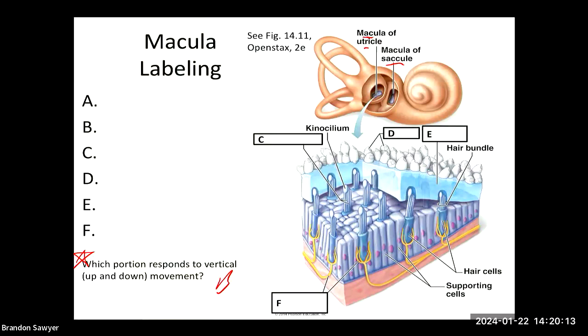Okay, the one that's going to be perpendicular to the base of the skull, the saccule. But that obviously depends on the position of your head. If you put it forward, then you go up and down, then that changes everything, right? But they're both helping us respond to those movements.